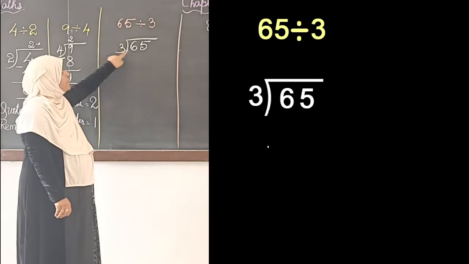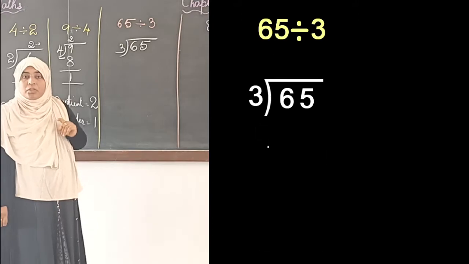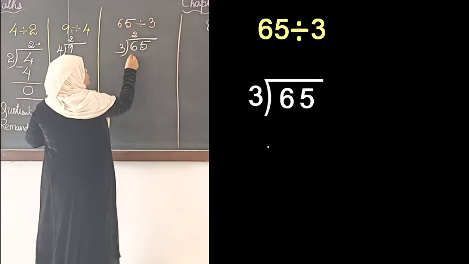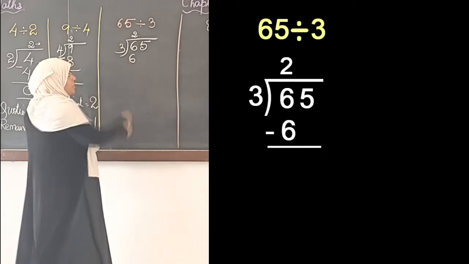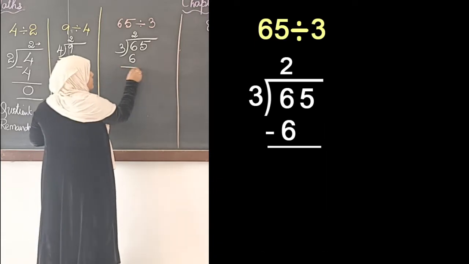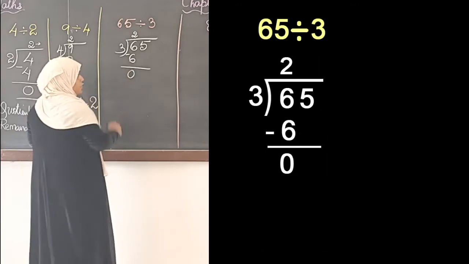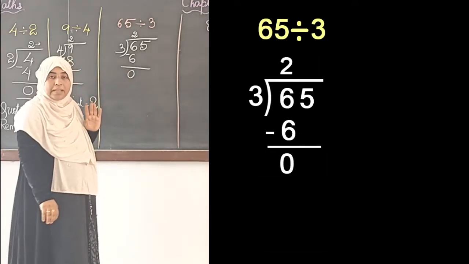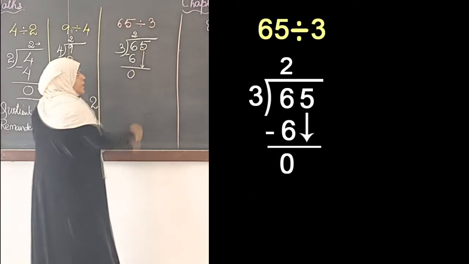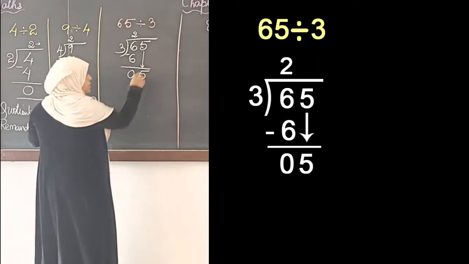6 divided by 3. Now we have to look for 6 in the table of 3. We know that 3 into 2 is 6. So here we will write 3 2s are 6. Only 1 digit we are dividing now, that is 6. Now we have to subtract. 6 minus 6 is 0. Next, the 5 we have to bring down. The next digit we will bring down and write 5 over here.